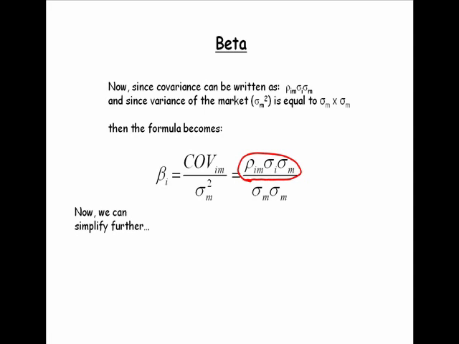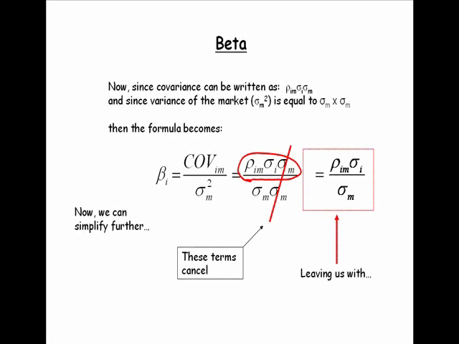Well, this equation can simplify further because those two terms cancel. Sigma M divided by sigma M is equal to 1. So our formula for beta can simplify down to this equation: the correlation between asset I and the market times the standard deviation of asset I divided by the standard deviation of the market. This would give us the beta of stock I.